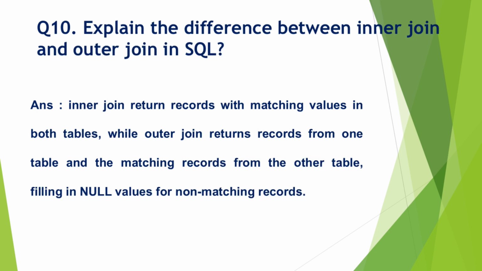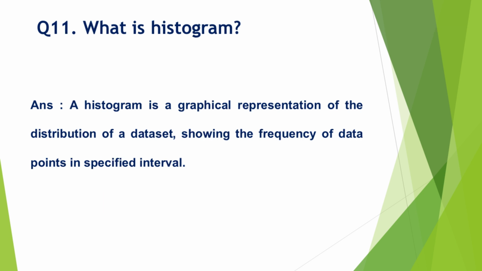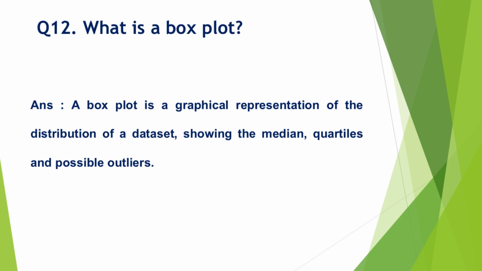Explain the difference between inner join and outer join in SQL. Inner join returns records with matching values in both tables, while outer join returns records from one table and the matching records from the other table, filling in null values for non-matching records. What is a histogram? A histogram is a graphical representation of the distribution of a dataset, showing the frequency of data points in specified intervals.